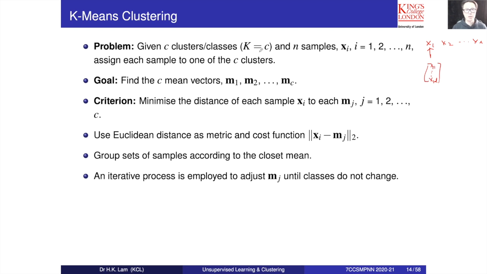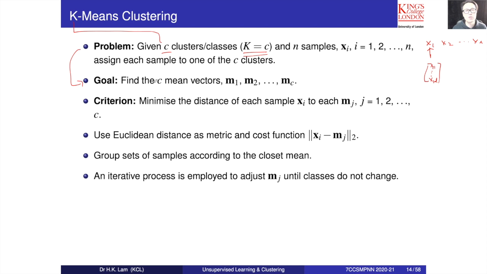Now we would like to divide this dataset into C clusters or C classes. So in the terminology, K equals C. When we say k-means clustering, this K is the number of clusters we would like to have. So now we have to specify what value of C it is. So the problem is reduced to this goal.